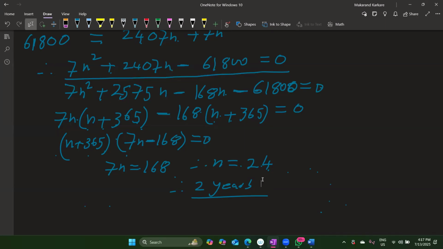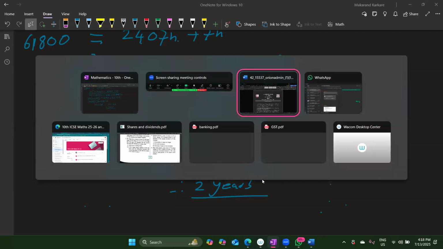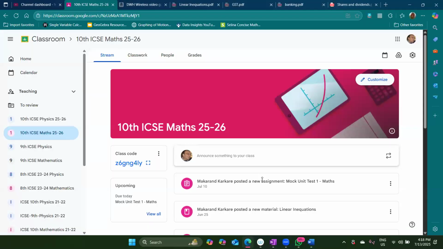Sir, in your paper there was a question about GST, and the question itself was missed. I completely missed the question. I gave the information, but the question was, let me bring that question paper up.